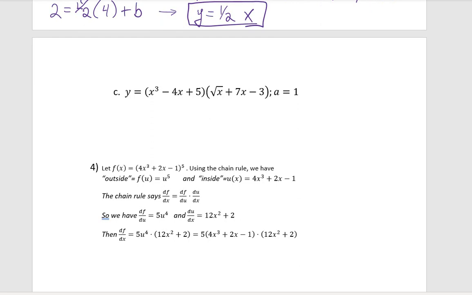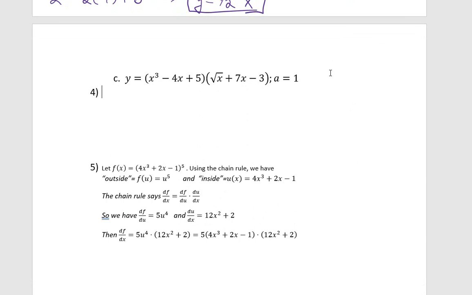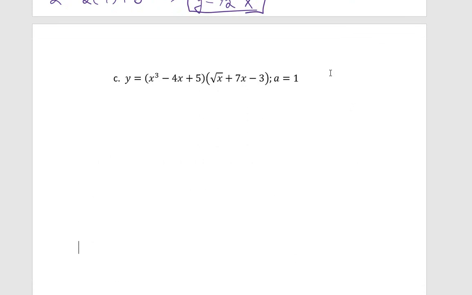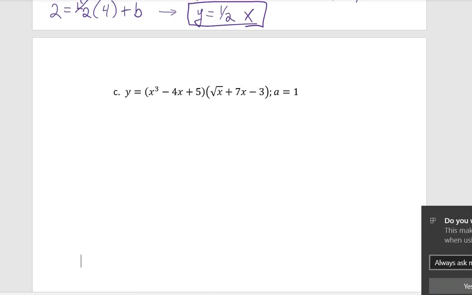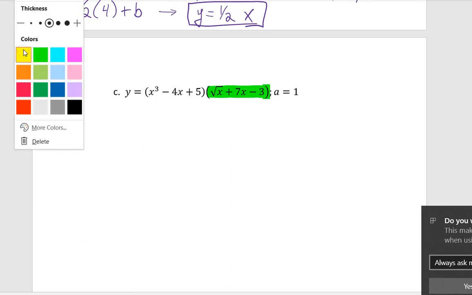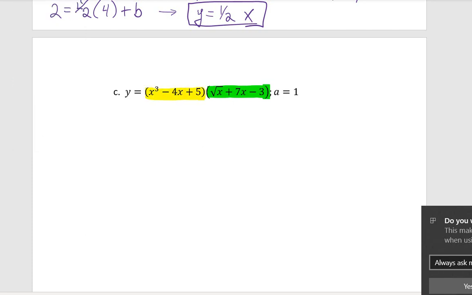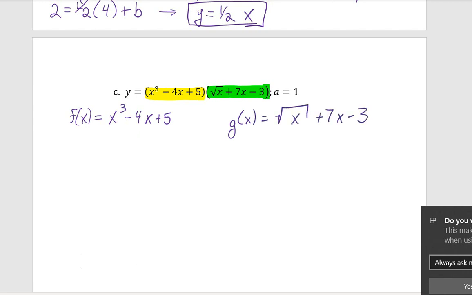Great. All right, now for the very last one on here, let me give myself a little bit more room to work. There. Now on this last one, what we're doing is that we have one function, or one piece, that's being multiplied by another piece. So we're going to have to use the product rule here. So I'm going to let f of x equal x to the third minus 4x plus 5. And then I'm going to let g of x equal the square root of x plus 7x minus 3.